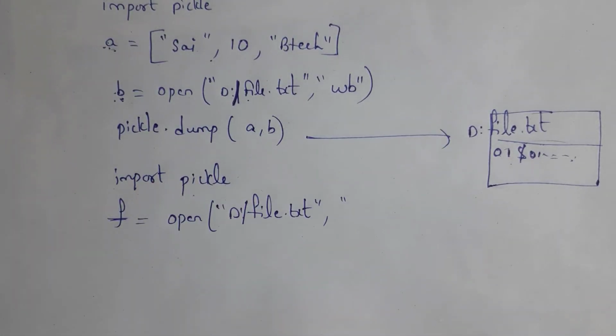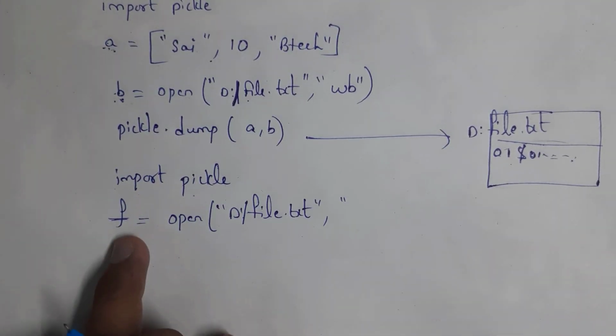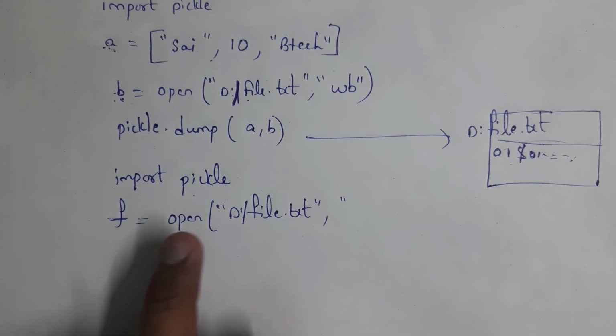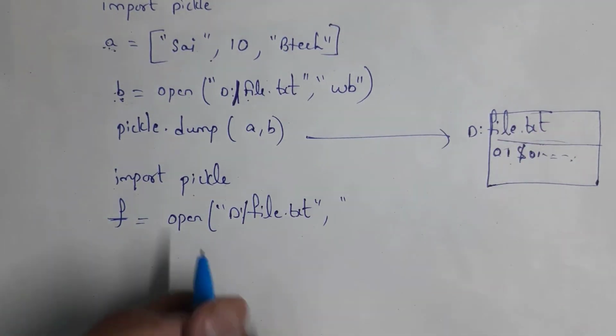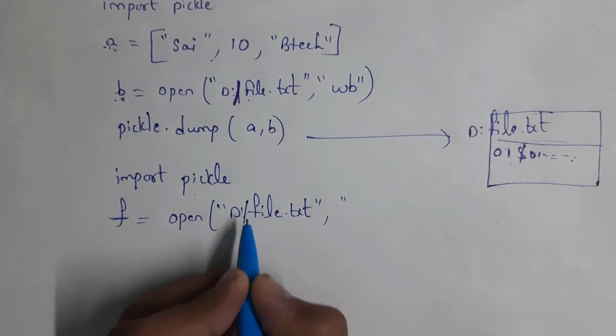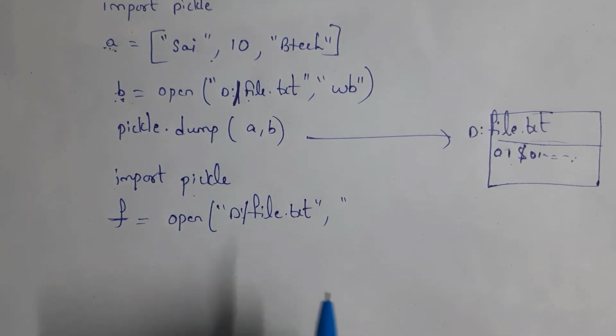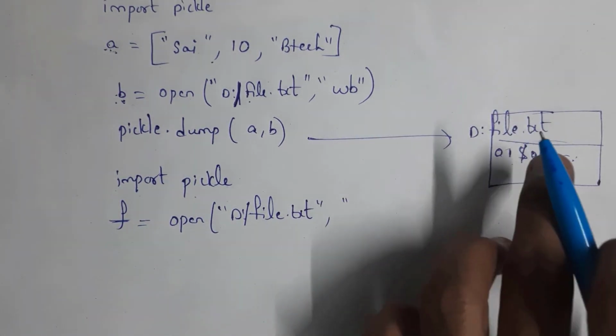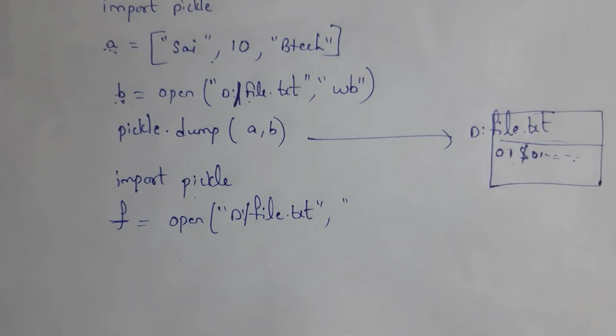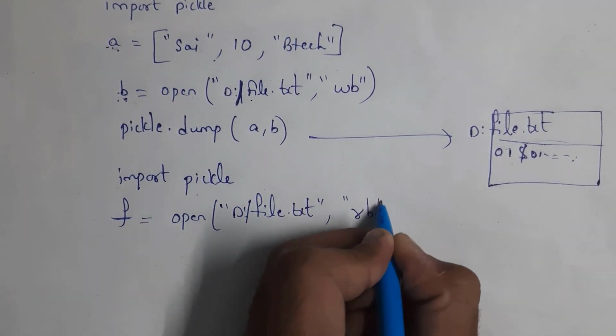So at first write import pickle, and next I took here object f. You can take any object. I took here f equal to open. At first we need to open this file. So just write here open d / file.txt, in quotations, comma. Whatever the data that is present inside my file.txt, I want to see this data. So you need to open this file in read binary mode because I want to read data.